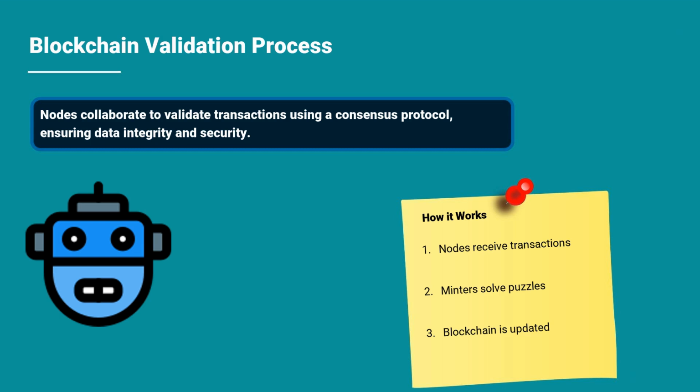To illustrate, the process looks like this. 1. Nodes receive new transaction data. 2. Nodes pool transactions into a block. 3. Miners solve the cryptographic puzzle. 4. A block is validated and added to the blockchain. 5. All nodes update their copy of the blockchain. This cooperative method prevents malicious actors from easily tampering with the data, as they would need to control over 51% of the network to change historical data, and let's be honest, that sounds like a lot of work.